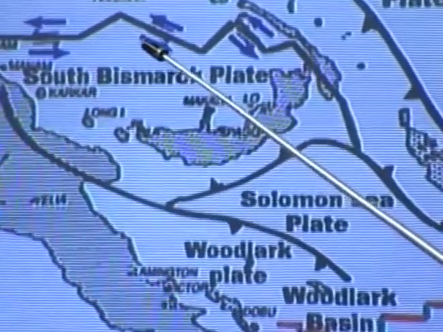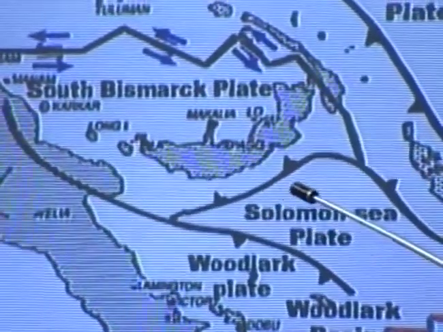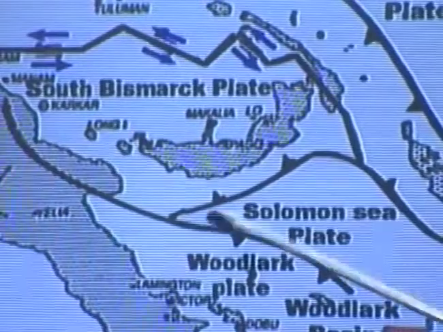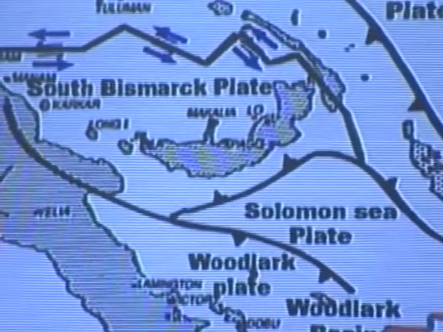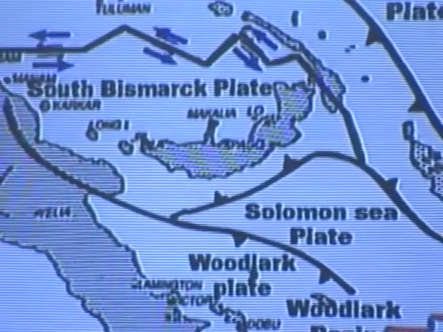Solomon Plate colliding with the Bismarck Plate, resulting in the subduction of the Solomon Plate, forming the New Britain Trench. We all happy with that? Okay, good. Let's move on to the second question.